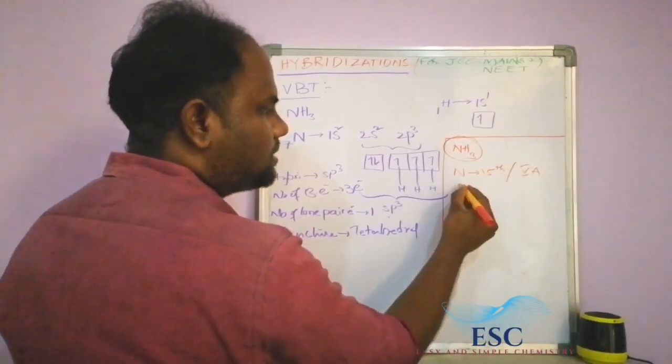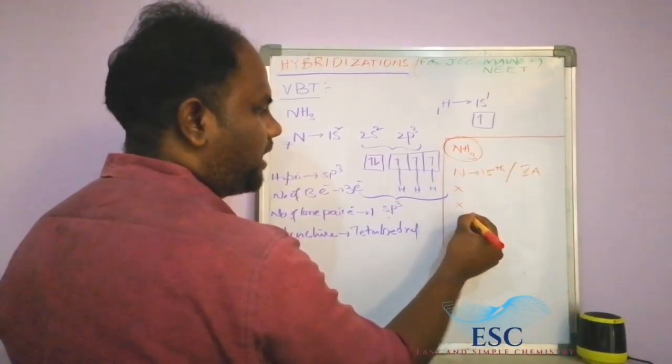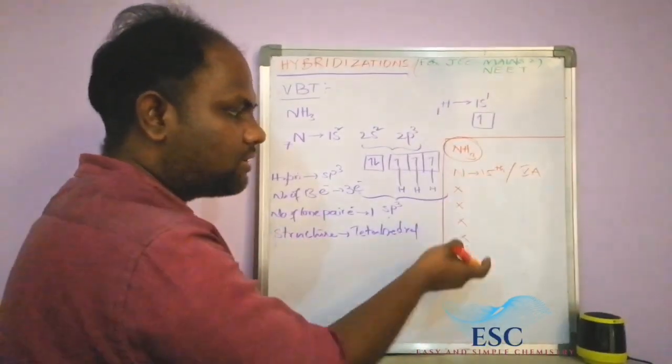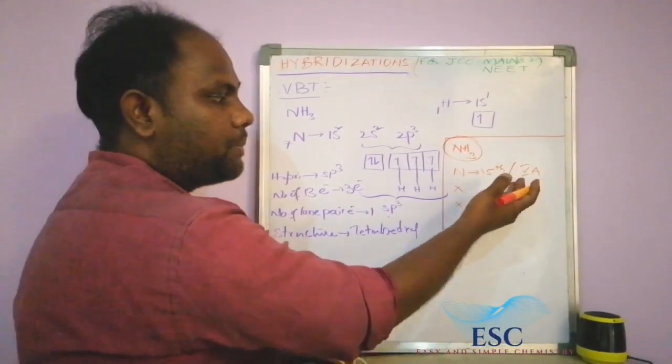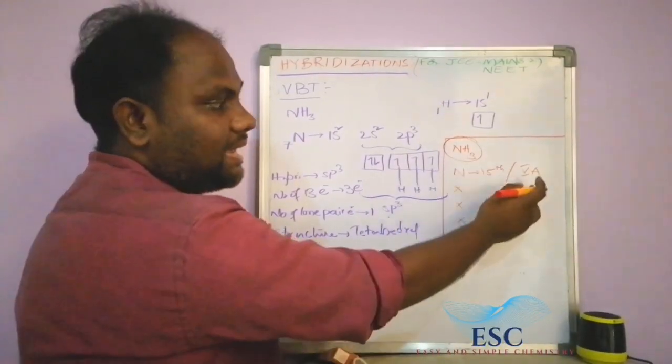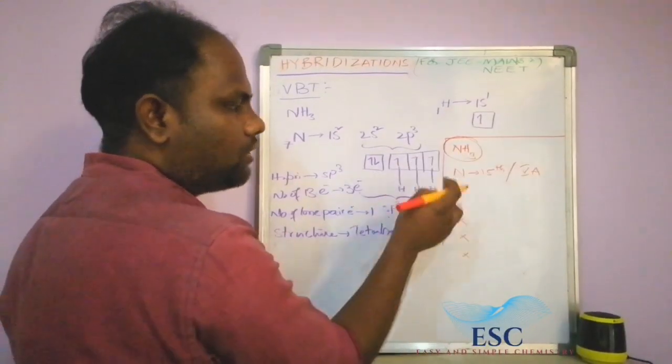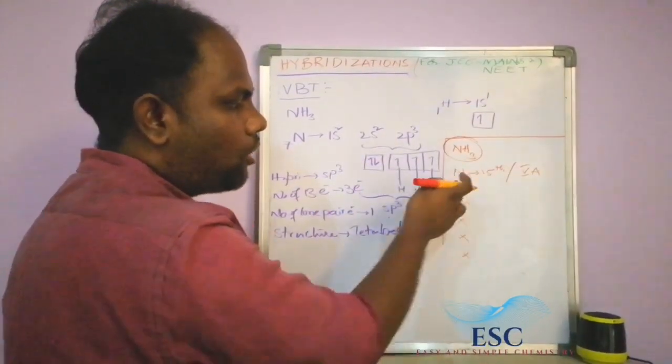This five means write 5 cross marks. Even 7A group means 7 cross marks. 2A group means 2 cross marks. 8A group means 8 cross marks. 5A group means 5 cross marks. How many cross marks?